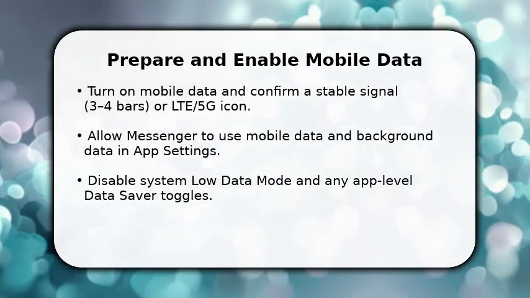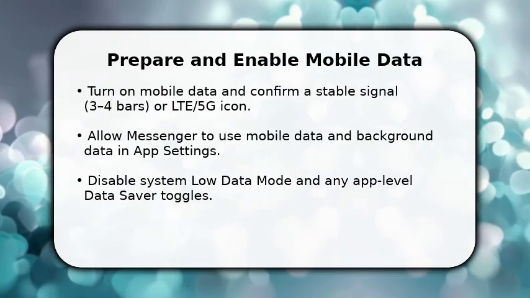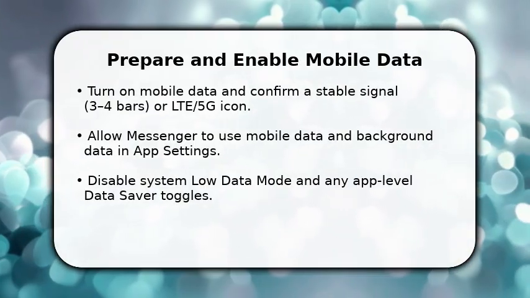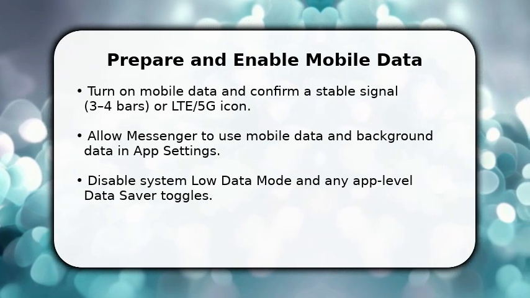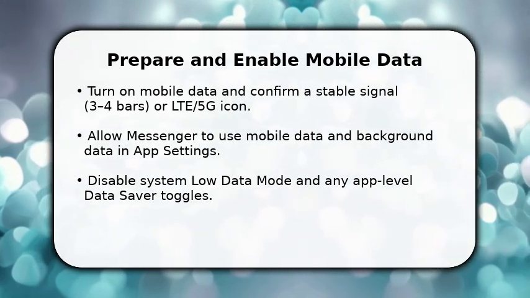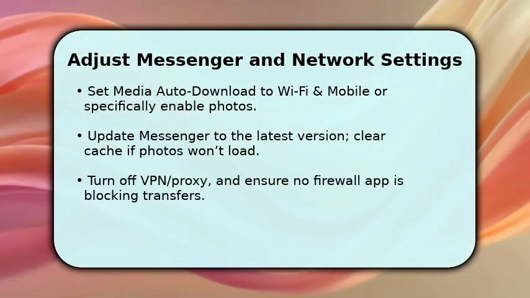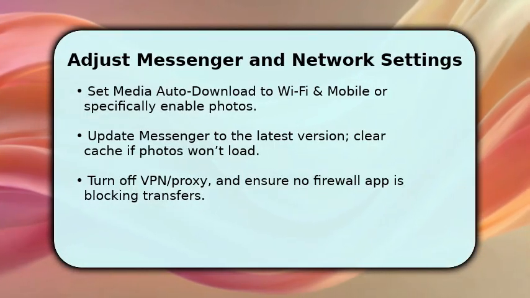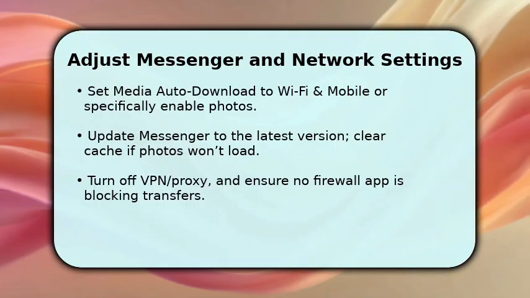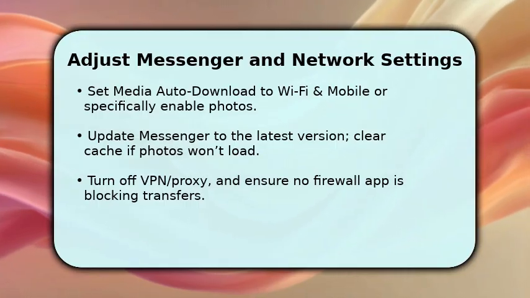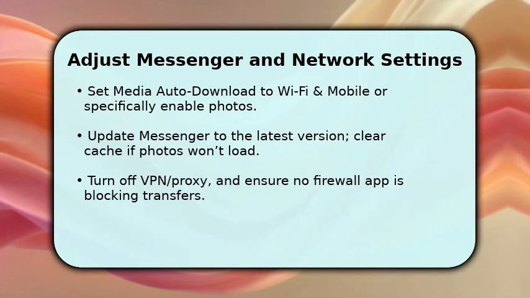Once done, quit Messenger fully and relaunch the app so it picks up the new permissions and prepares to stream image files over your data plan. Now fine-tune Messenger and the network so images actually download. Go to Messenger settings and enable media auto-download for mobile data or enable photos explicitly. This tells the app to fetch images automatically.